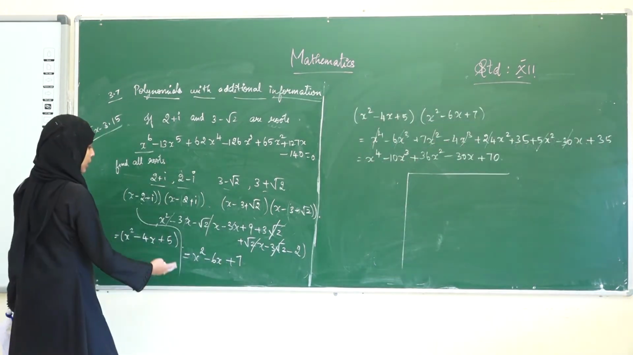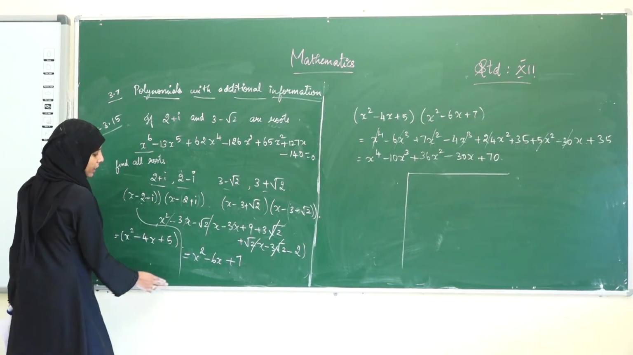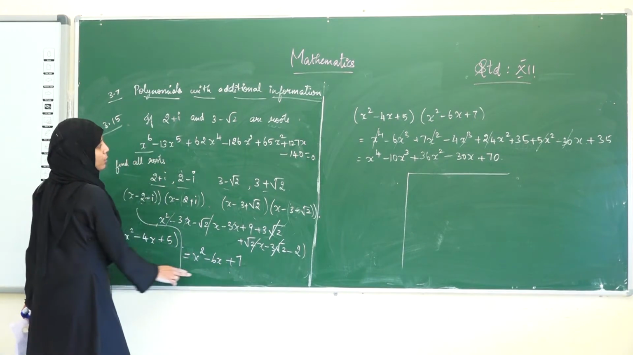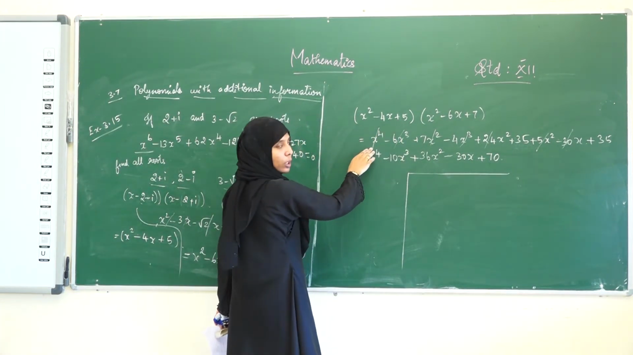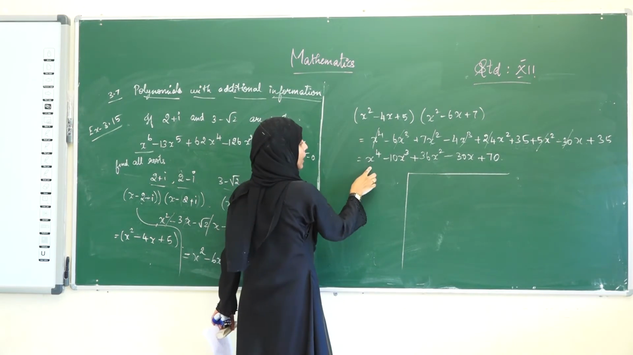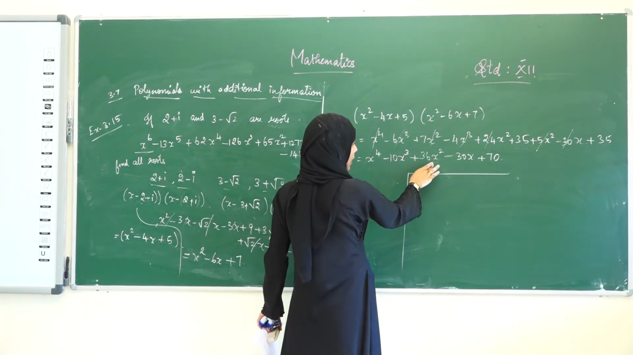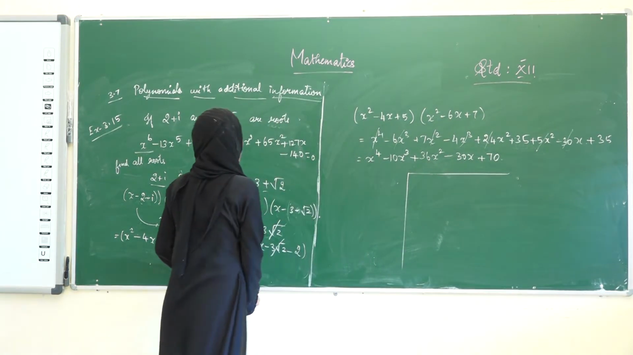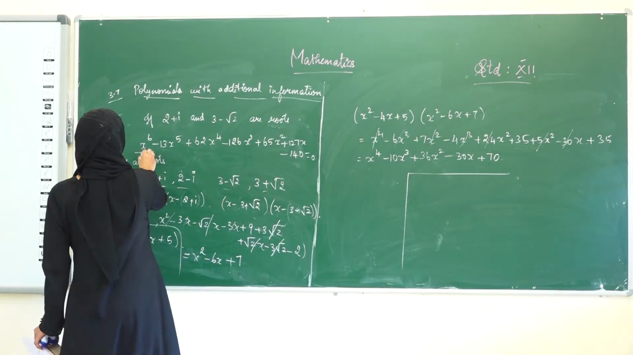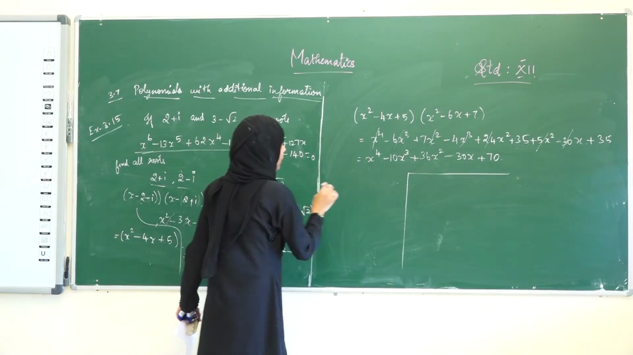Here we have got one factor and here we have got another factor. Now we are going to multiply this. See, I have multiplied here. This is the summation. Solving this, we get x power 4 minus 10x cube plus 36x square minus 30x plus 70. So now we are going to take this term as f of x.